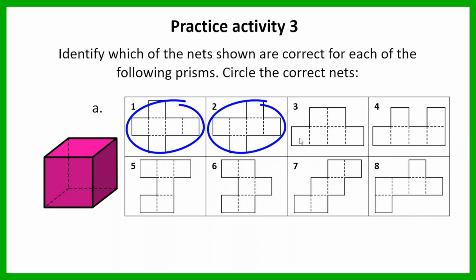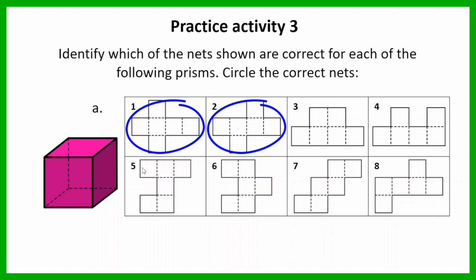Now this one over here, if these are your lateral faces going around the sides, then these 2 are both on the same end, which means that they would overlap with each other. So this one is not correct. And this is the exact same thing. If these are your lateral faces, the 4 going around, then you have 2 on the back and nothing on the front. So these 2 would also overlap with each other. So this is also not correct.